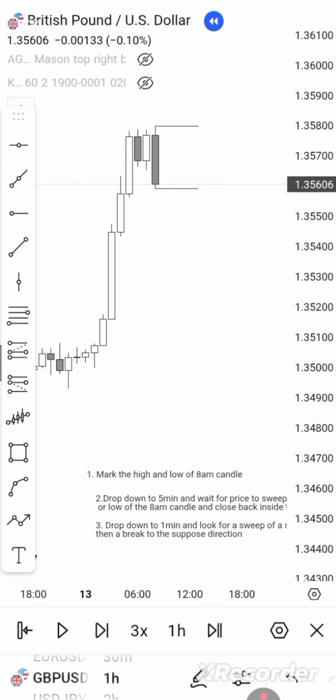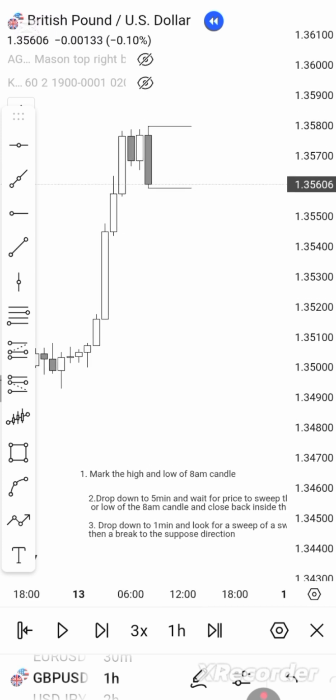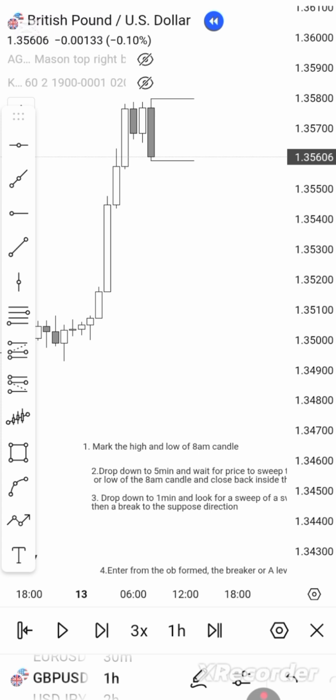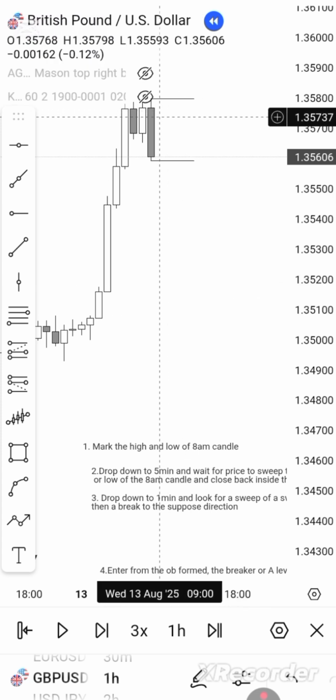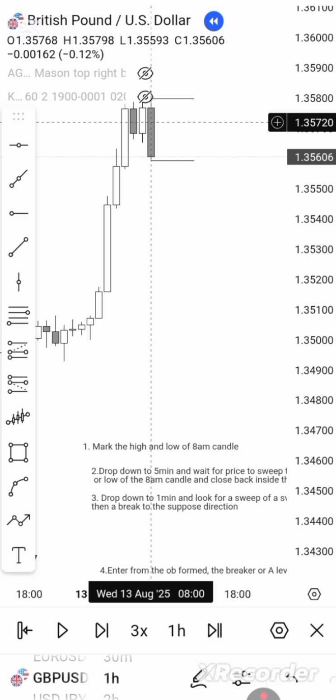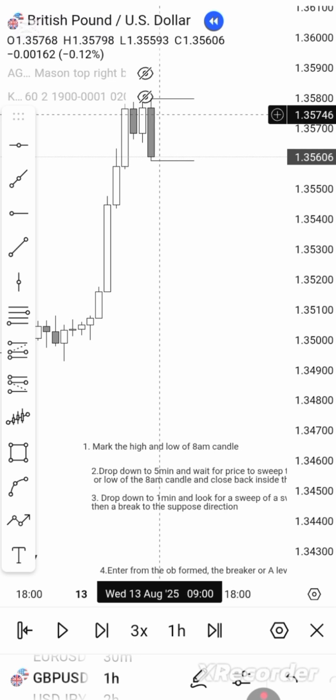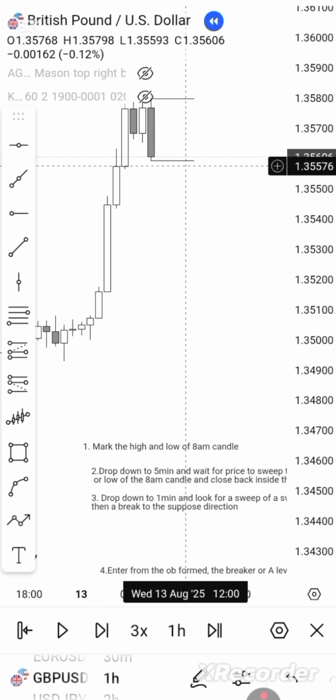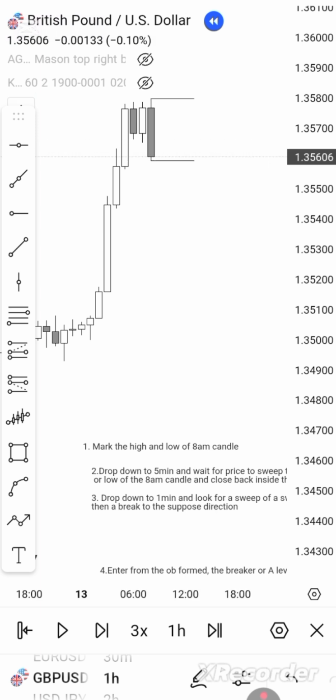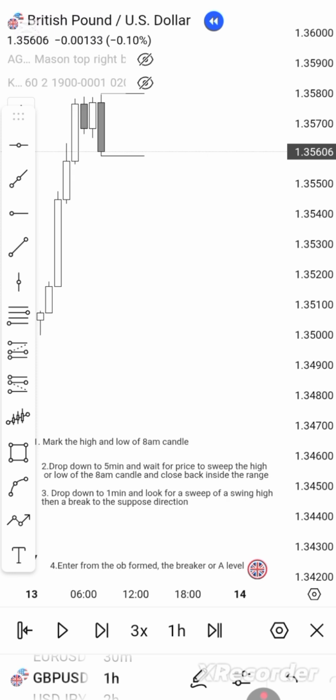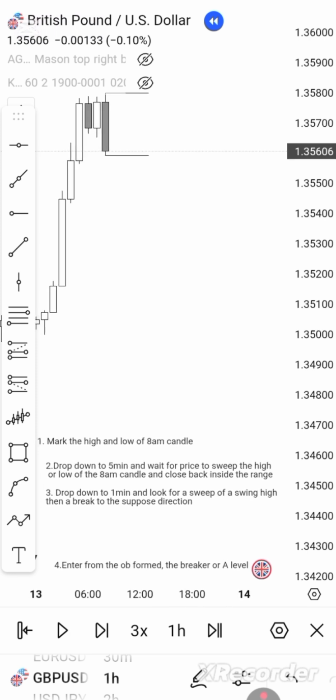So now, the first principle, the first thing we have to do is to mark the high and the low of the 8 a.m. Let's double check if this is okay. This 8 a.m. candle. Now we've marked the high and we've marked the low of the 8 a.m. candle. Now the second step says we should drop to 5 minutes and wait for price to sweep the high or the low of the 8 a.m. candle and close back inside the range.